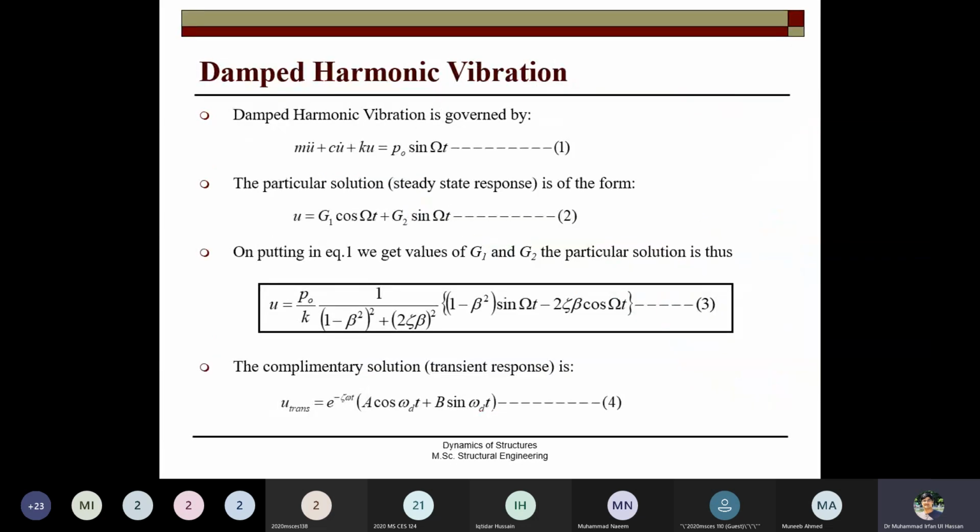Next one is the damped harmonic vibration. So let's see the relationship, the modified relationship in case of the damped harmonic vibration.